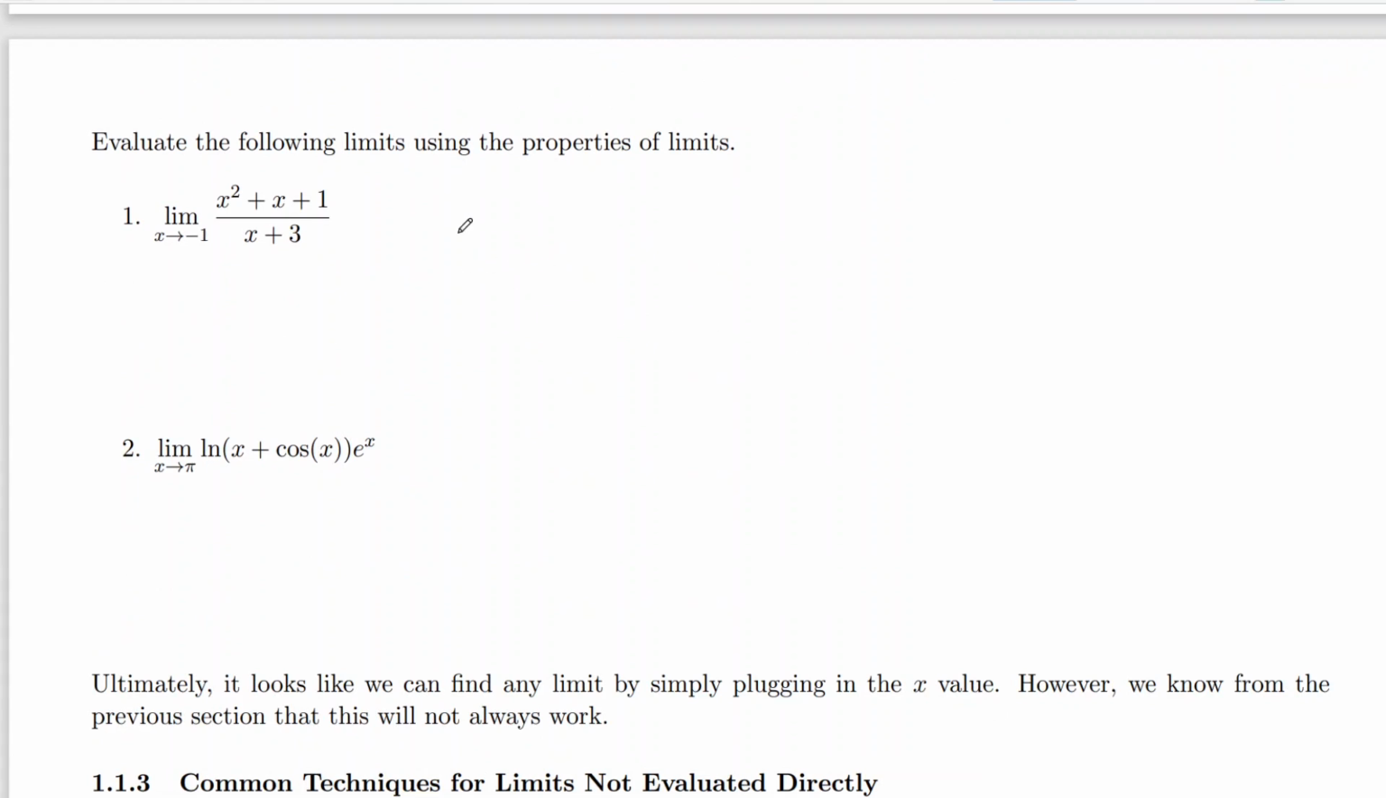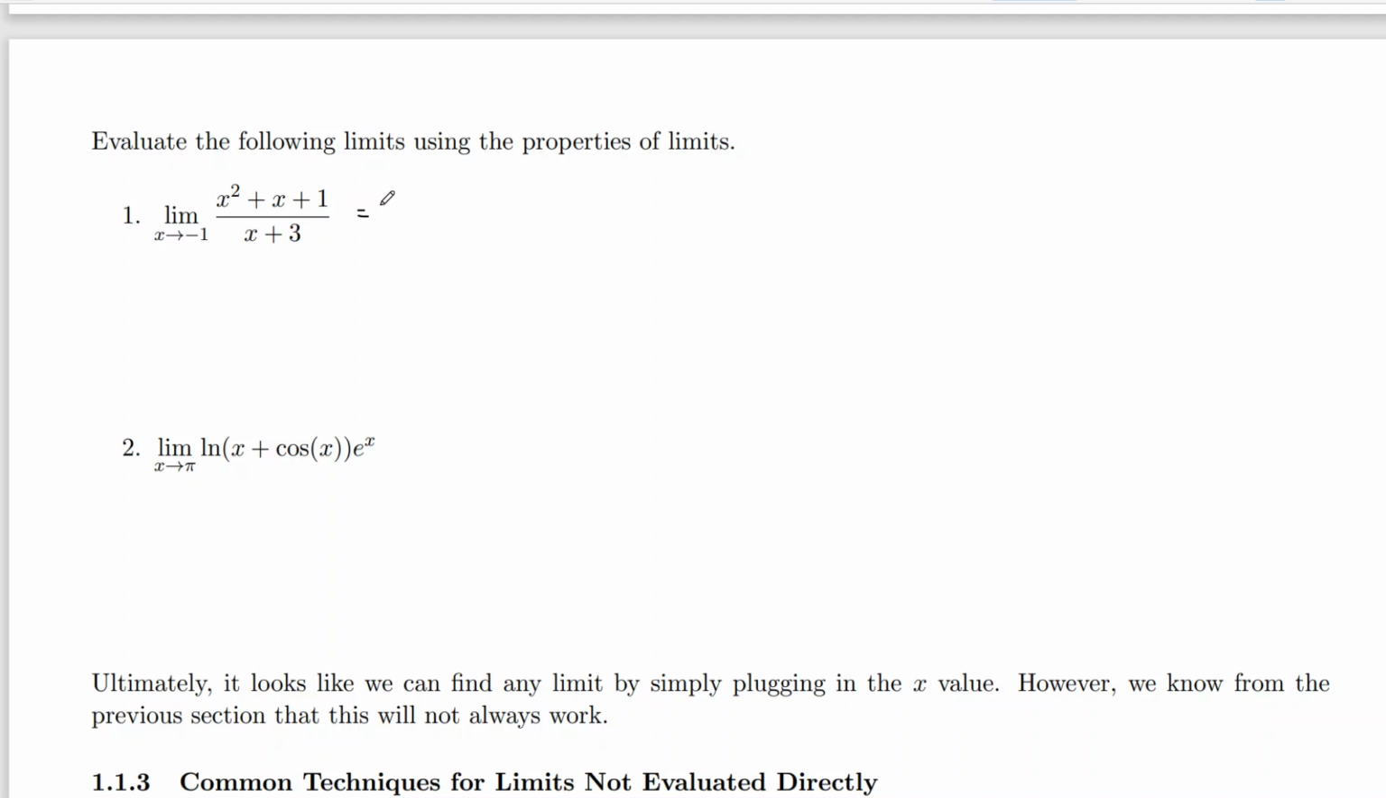This says evaluate the following limits using the properties of limits. So for this first one, I'm going to go into the detail that I went into above, and that's to just plug in everything based on the properties of the limits. And then I'm going to compare it to what if we had just plugged in x = -1 everywhere we see x in the first place. All right, so let's go ahead and do it.